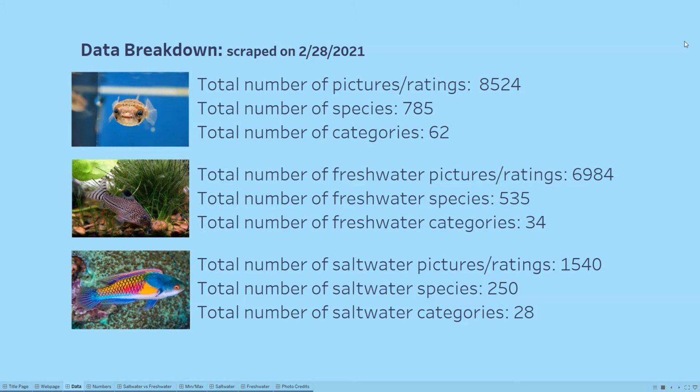Ratings were also labeled by water type. My data has ratings for 6,984 freshwater pictures representing 535 species that I assigned to 34 categories. There are ratings for 1,540 saltwater pictures representing 250 saltwater species that I assigned to 28 categories.